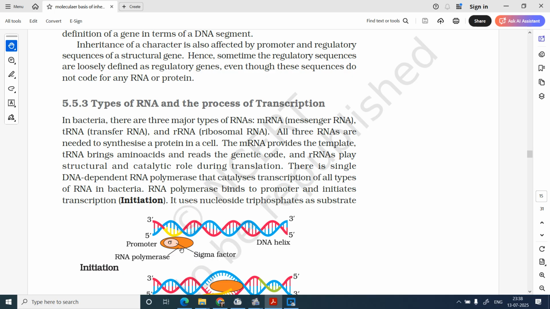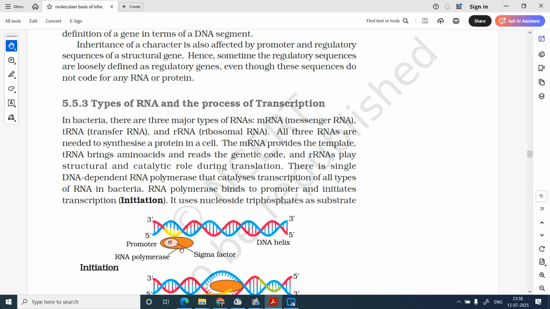5.5.3 Types of RNA and the process of transcription. In bacteria, there are three major types of RNAs: mRNA, messenger RNA; tRNA, transfer RNA; and rRNA, ribosomal RNA. All these RNAs are needed to synthesize a protein in a cell. mRNA provides the template, tRNA brings amino acids and reads the genetic code, and rRNA plays structural and catalytic roles during translation. There is a single DNA-dependent RNA polymerase that catalyzes transcription of all types of RNA in bacteria.